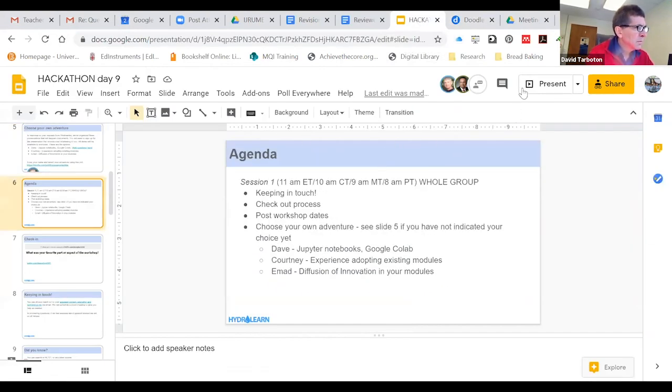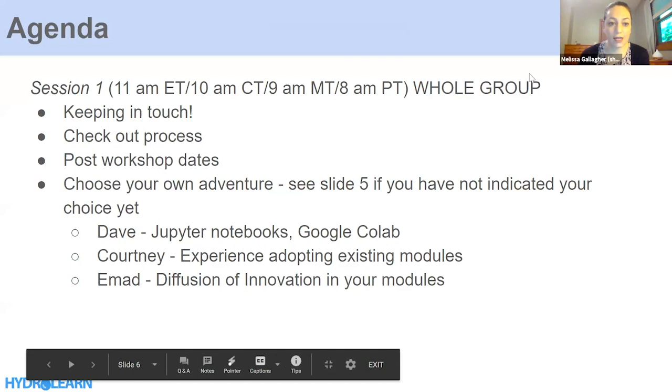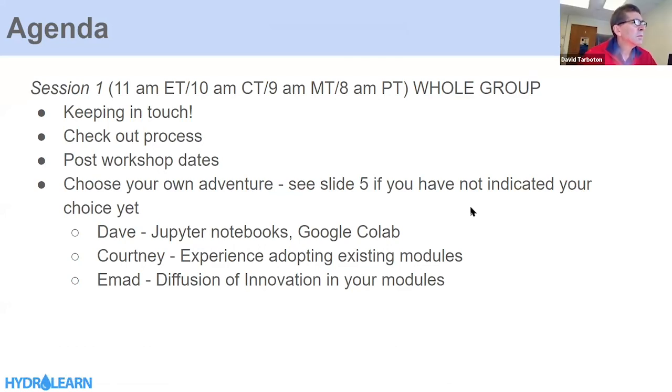All right. As people continue to complete the doodle poll, I will go ahead and get started. So today we're going to talk about keeping in touch, so kind of what's going to come after this hackathon. We're going to talk about the checkout process. We have come up with a very comprehensive list of everything that you have left, with very specific dates and links and things for you. We will talk about the post-workshop dates that you voted on yesterday in your doodle polls. And then we will go to the choose your own adventure section of the morning.